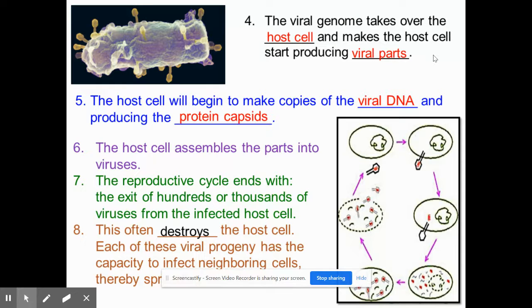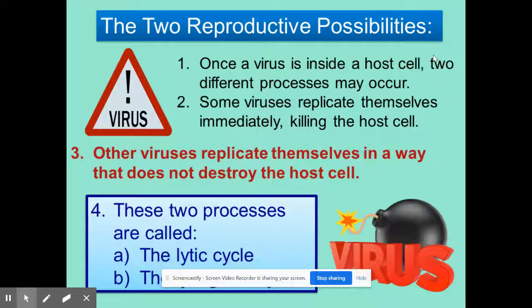Then the host cell assembles the parts into new viruses, and the reproductive cycle ends with the exits of hundreds or thousands of viruses from the infected cell. This often kills the host cell, and each of these viral progeny, or the new viruses, has the capacity to infect neighboring cells. That is not the whole story, though.